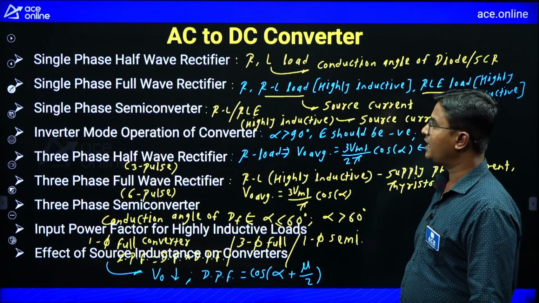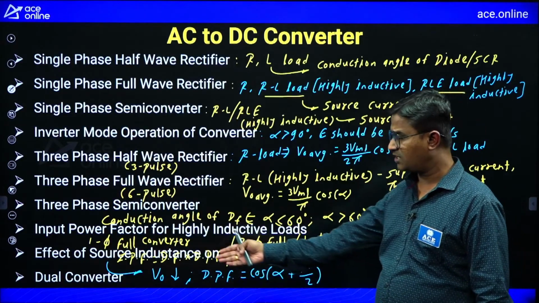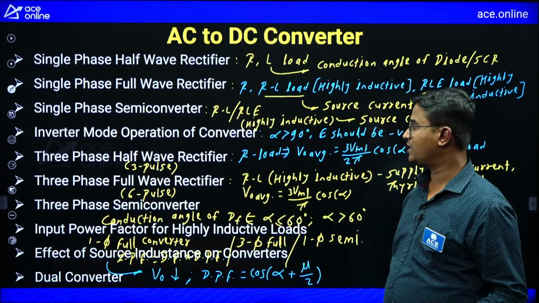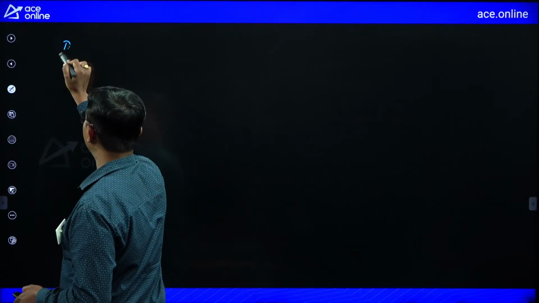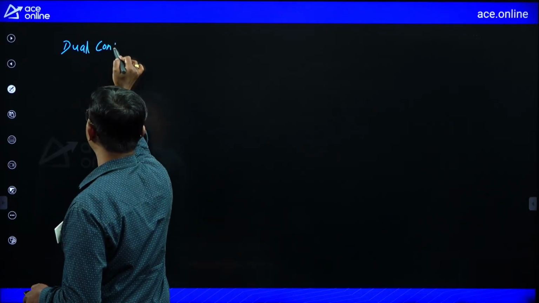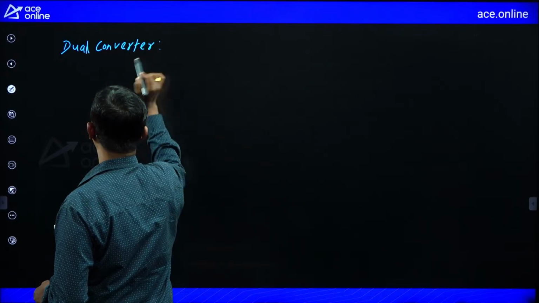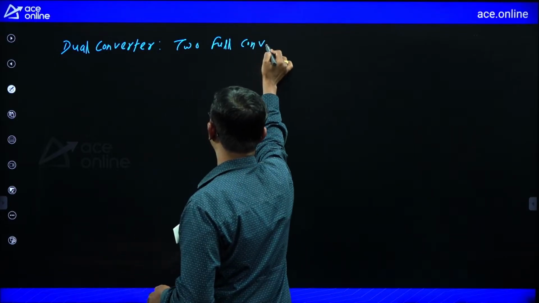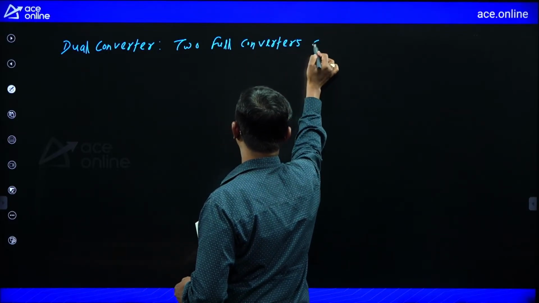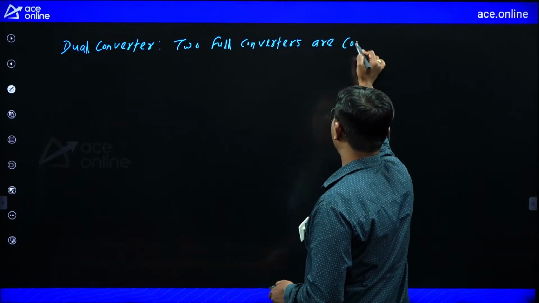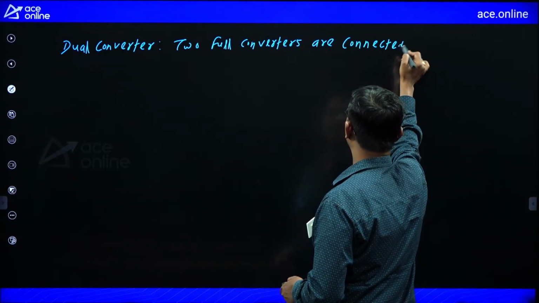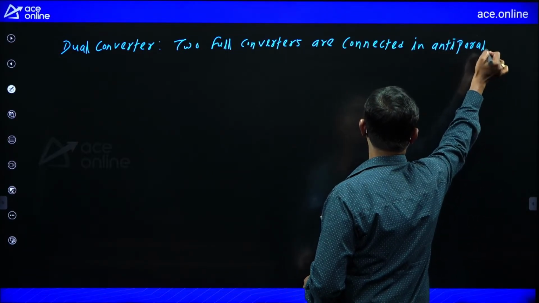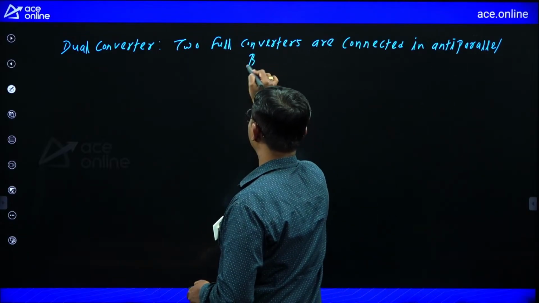All right. Next, last one is a dual converter. On dual converter you can expect only theory questions. So what is a dual converter? In dual converter, two full converters are connected in anti-parallel, or it is also known as back-to-back.